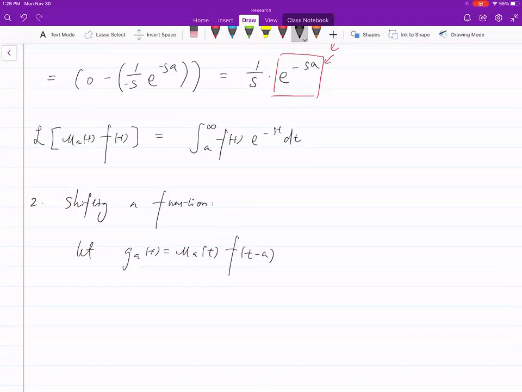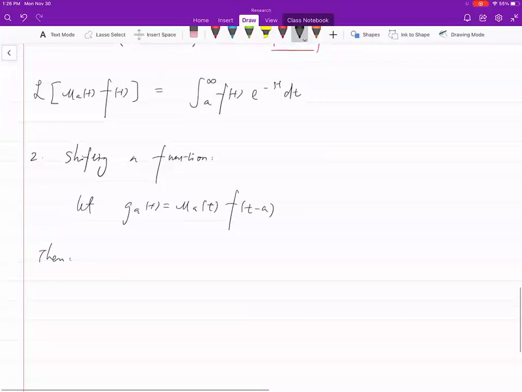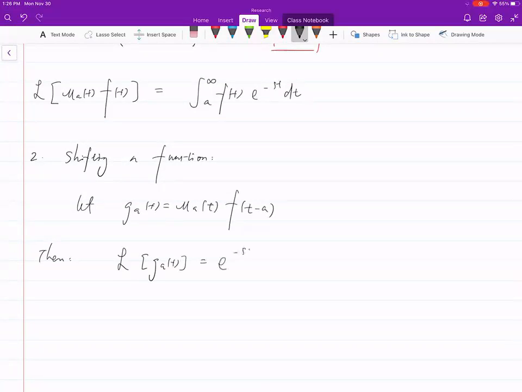Okay. Then the Laplace transform of GAT equals e to the negative SA times the Laplace transform of FT.